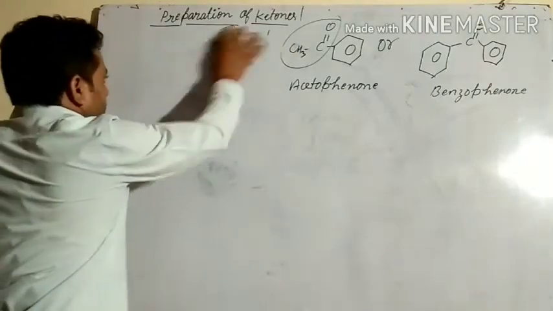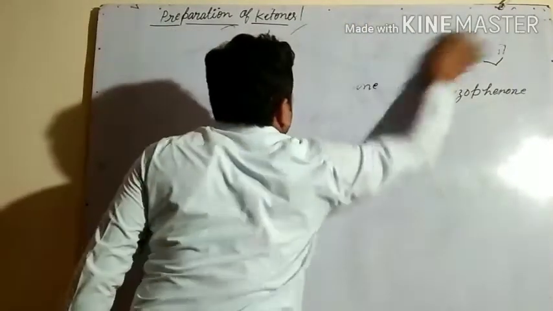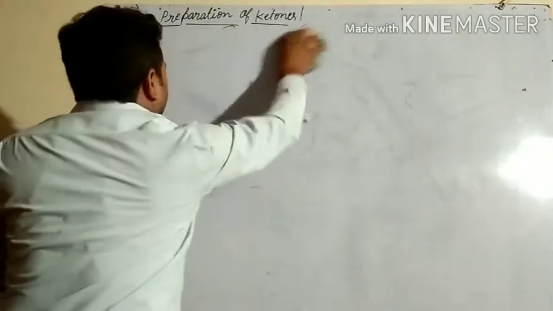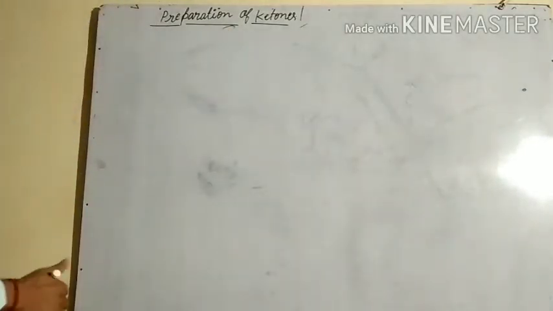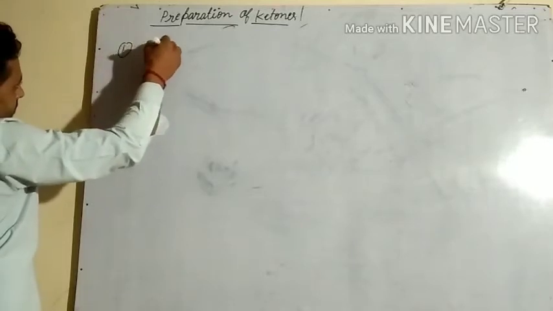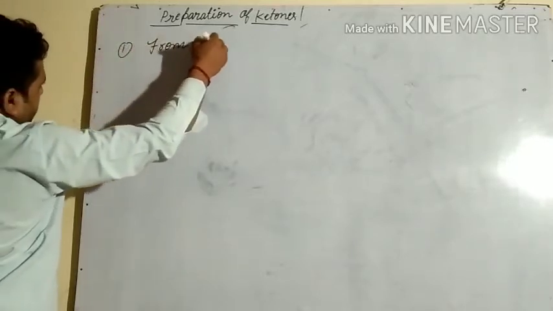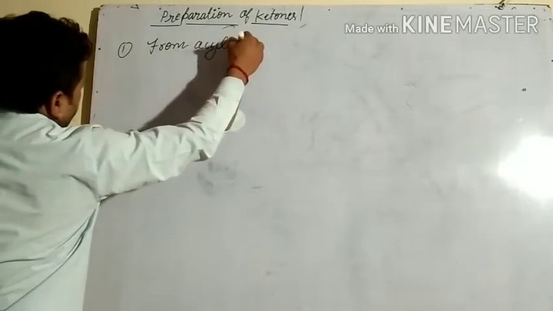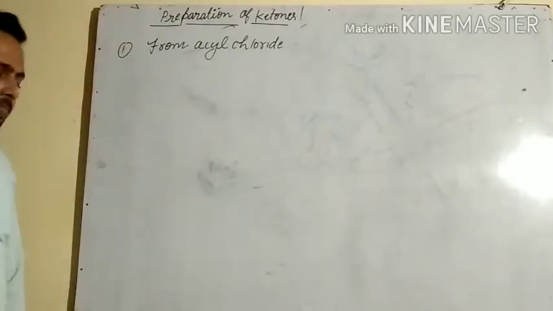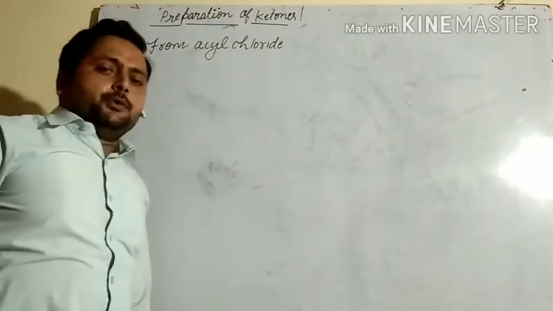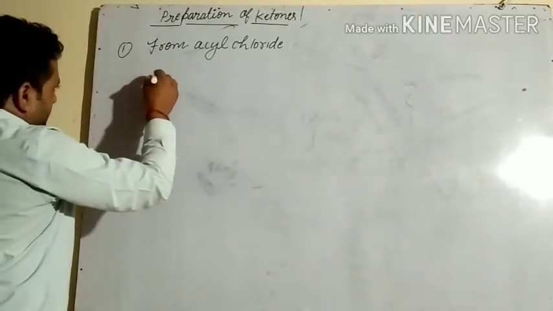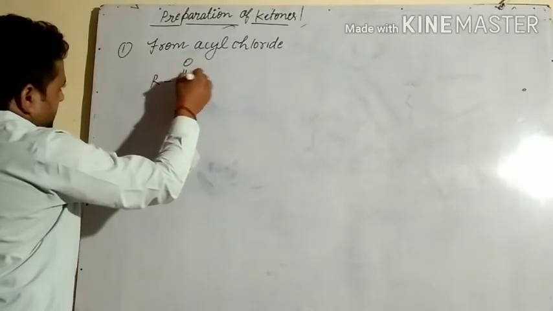Now we will discuss preparation of ketones. So the first point is preparation of ketones from acyl chloride. The reactions are very easy, so you can write it here. From acyl chloride, the general formula of acyl chloride is this.